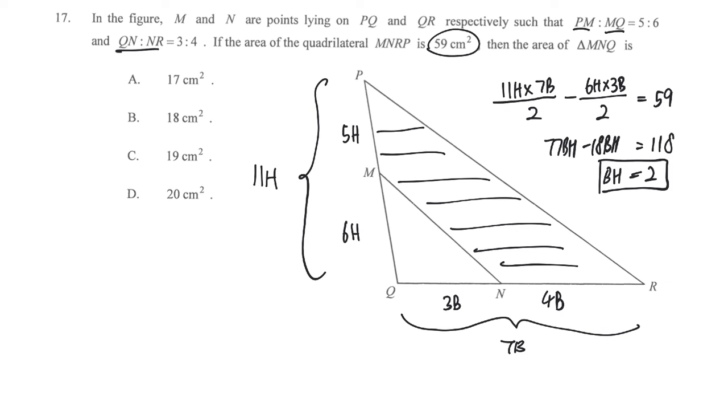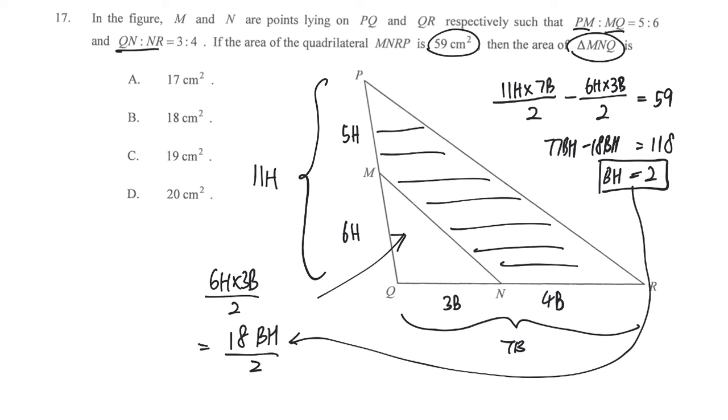So what are they asking us to find? The area of M and Q, which is right here. And we already did that. It's 6H times 3B over 2, right? So it's 18BH over 2. And we already know that BH is actually 2. So we replace that in there, and that would give us the answer. Actually, the area for the triangle M and Q is 18. So the answer is B.